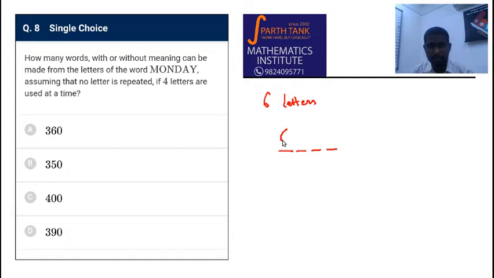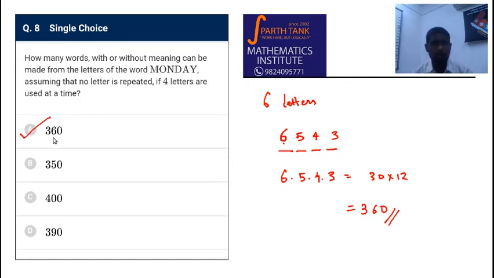So the first place can have any of the 6, second place can have any of the 5 remaining, then 4 and 3, right? So the answer is 6 into 5 into 4 into 3, which is 30 into 12, 360 ways. Very simple problem. You can also take 6P4 and you will get the same answer. 6 objects to be arranged in 4 places.